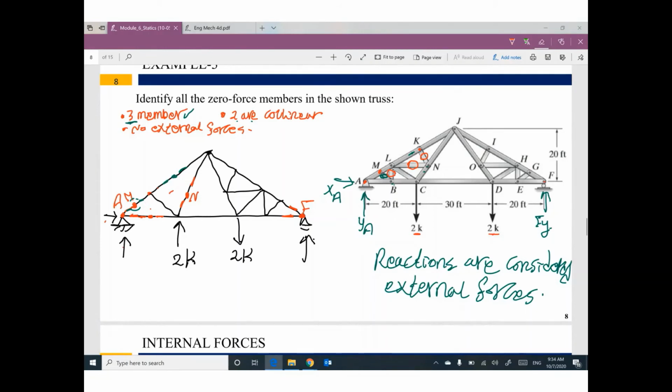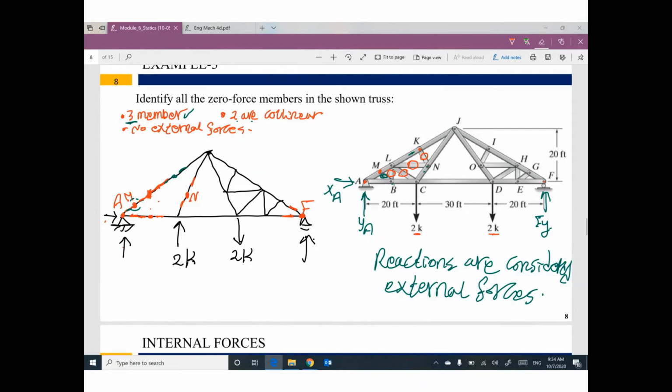Once this member is deleted, go back to this joint one more time. How many members right now? 3. 2 of them are collinear, no external forces. This member will be 0. Okay, keep going. Go ahead and delete it.